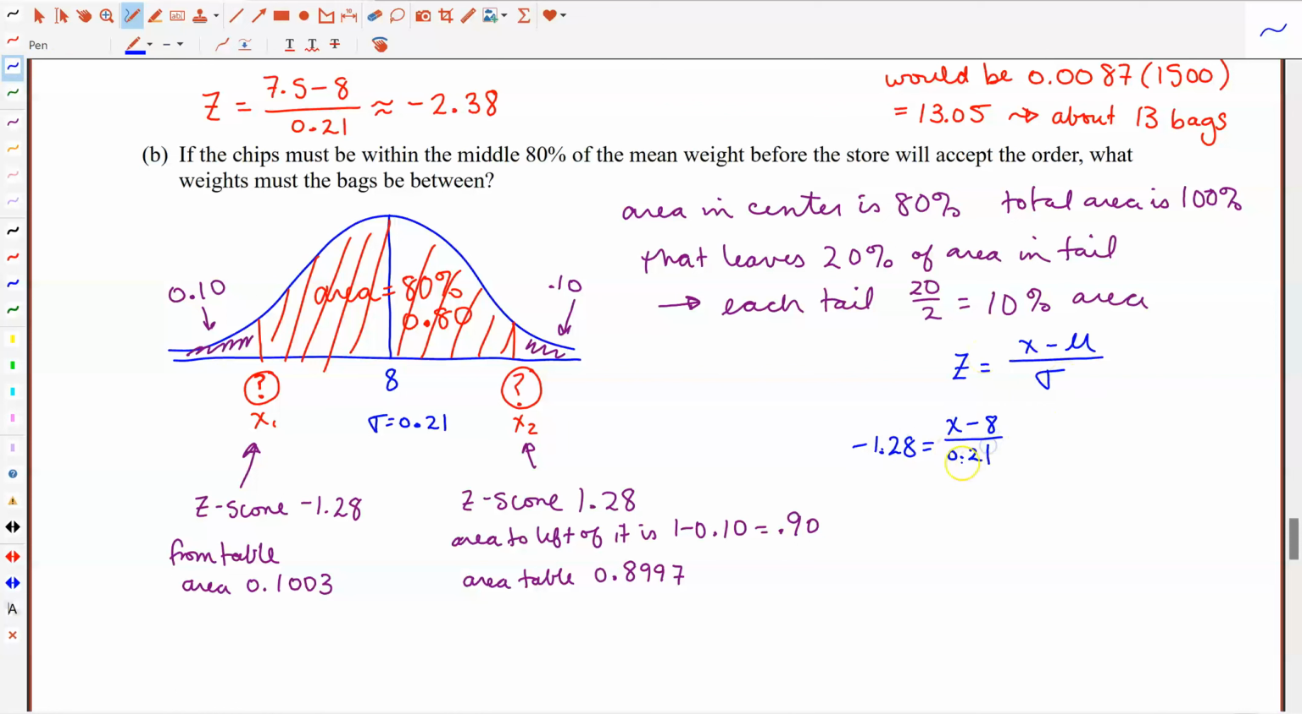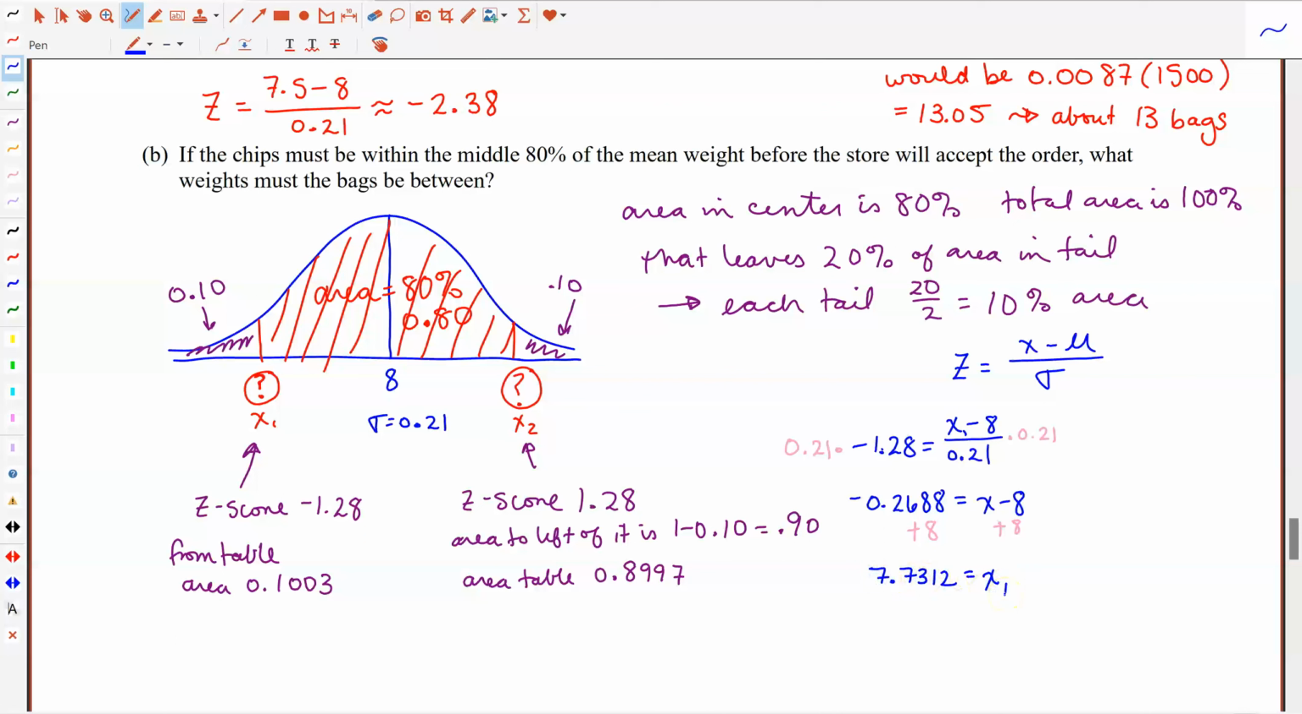So I can then solve that equation for that unknown value in my numerator. To solve for it, we'll multiply both sides by 0.21 to get rid of that fraction. So then I'm going to get negative 0.2688 is equal to x minus 8. To undo subtracting 8, we'll add 8 to both sides, and we end up with 7.7312 is equal to that data value that would be on the left.